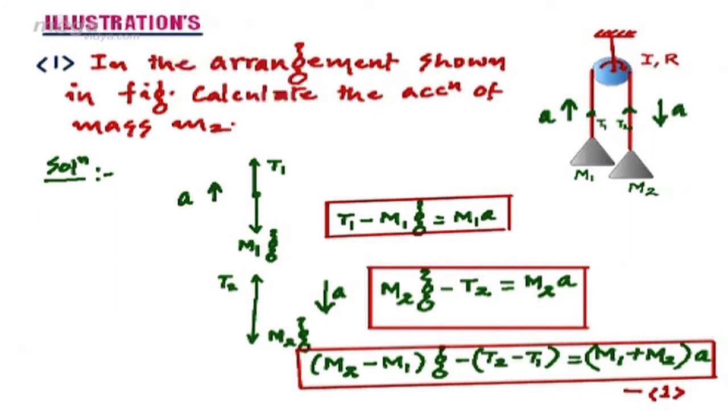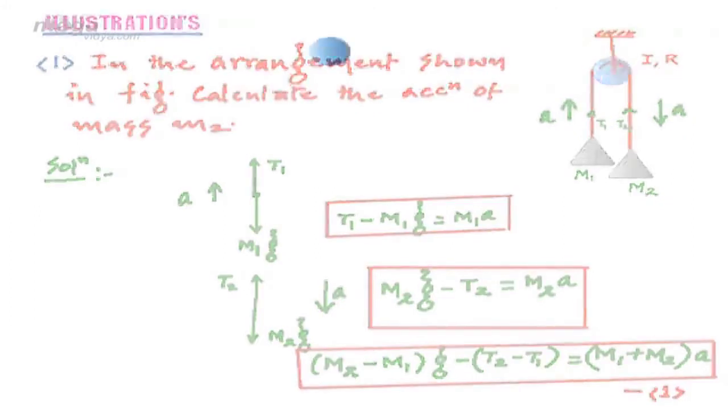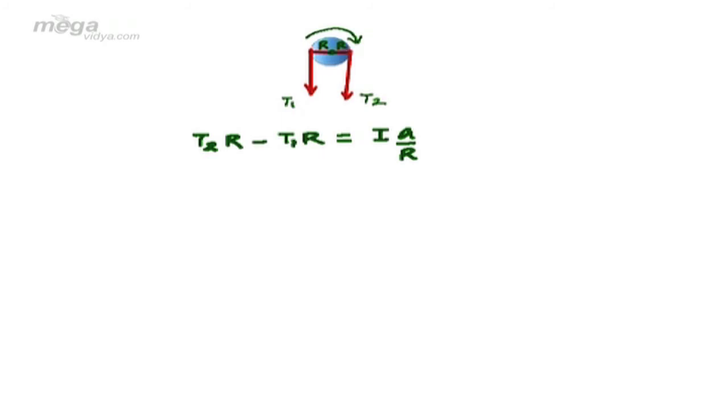Now, using torque equation for the pulley, we can easily see two forces T1 and T2 acting along the sides of the pulley. For both the cases, the radius is taken to be r, and overall the pulley is rotating in the anti-clockwise fashion. Using the concept of torque equation, we can say T2r minus T1r will be equal to I a upon r. We have directly used the result alpha is equal to a upon r. This will give the result T2 minus T1 will be equal to I a upon r square.